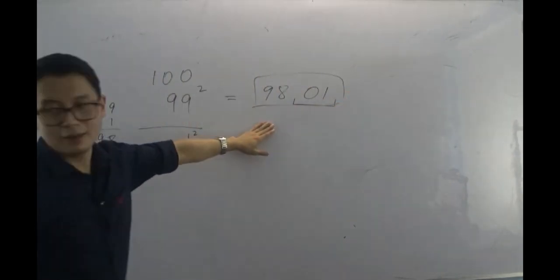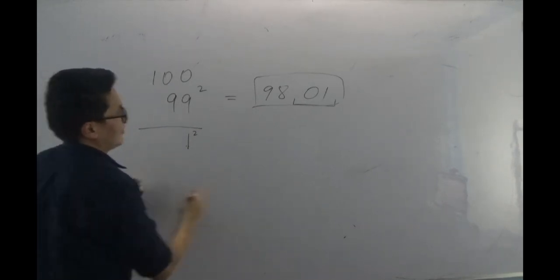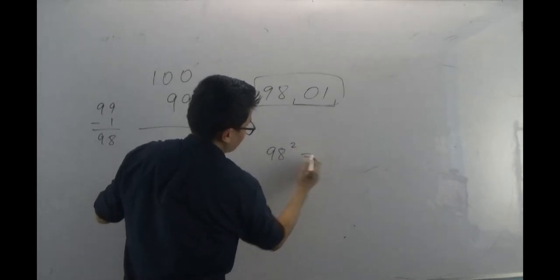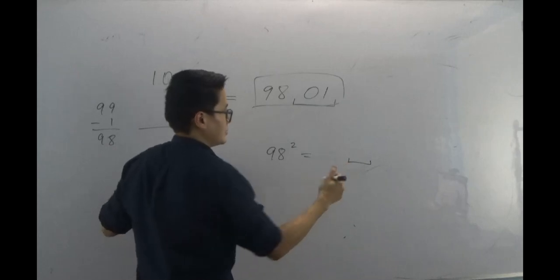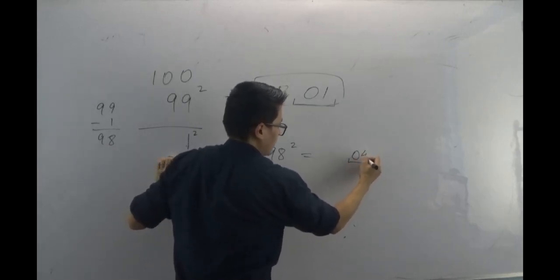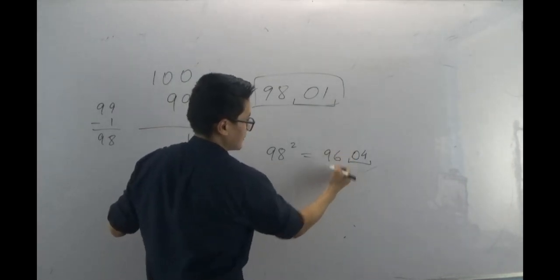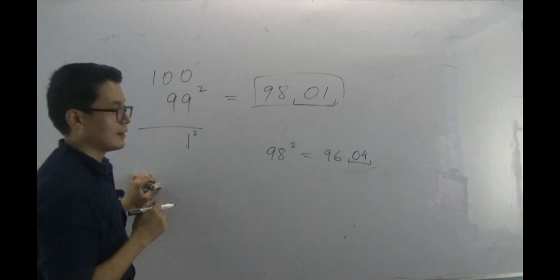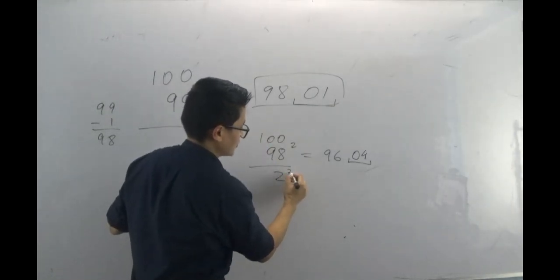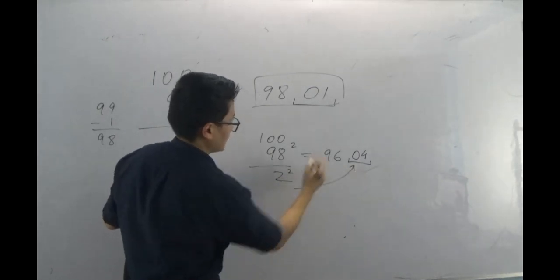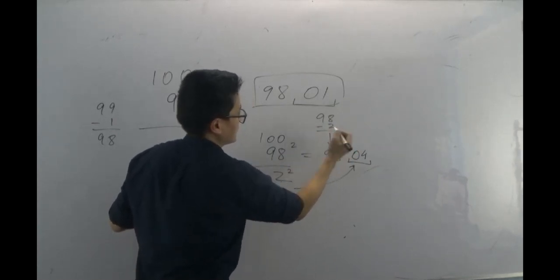Similarly, 98 square. The difference from 100 is 2. Square that 2, you get 4. That difference subtracted from 98, what do you get? 96. So 9604. The difference is 2, square this, you get 04 here, and 96 is nothing but the subtraction.